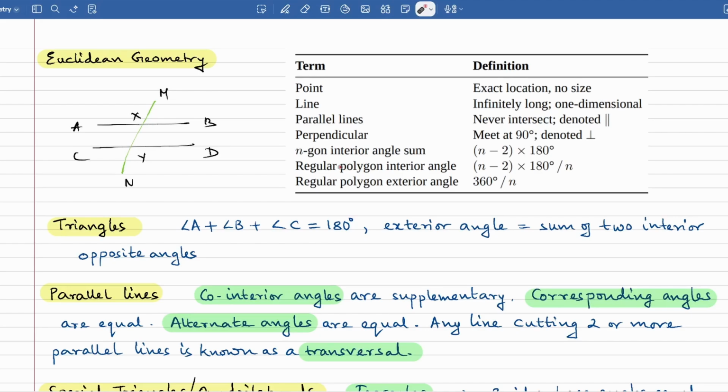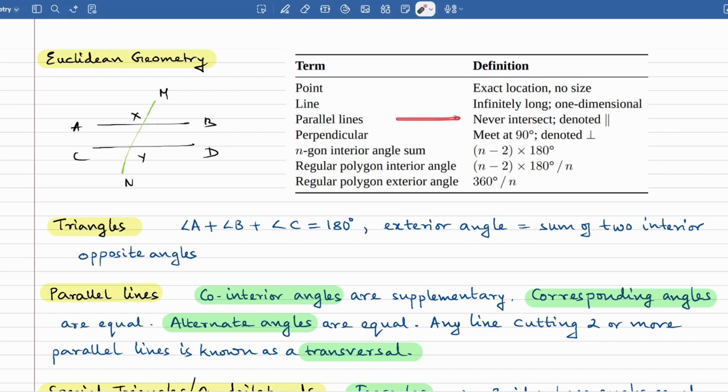Now, these are things that you know already, like you have studied these in middle school, but still there are some topics we need to revise because they are given in the syllabus. So let us start with the basic definitions. A point is basically a one-dimensional object. Okay, it is an exact location. It has no size. A line is infinitely long and one-dimensional. It is basically a collection of points placed one after the other.